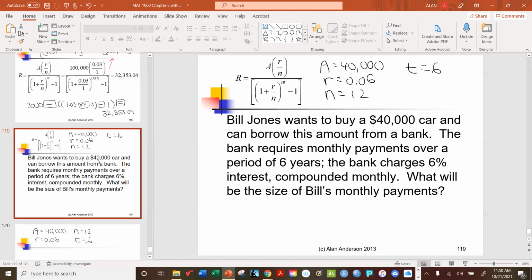This is another figure-out-the-payment problem. Bill Jones wants to buy a $40,000 car, and he can borrow it from the bank. He's going to have to make monthly payments over 6 years. The bank charges 6% interest, but it is compounded monthly. It's going to complicate things. What will be the size of his monthly payments? Based on this formula, A, the amount he's actually going to need, is $40,000. R is 6%.